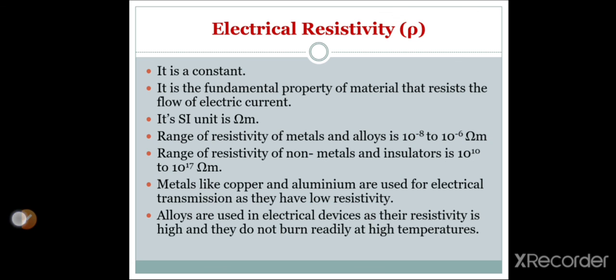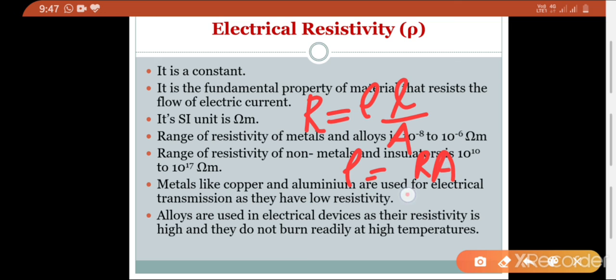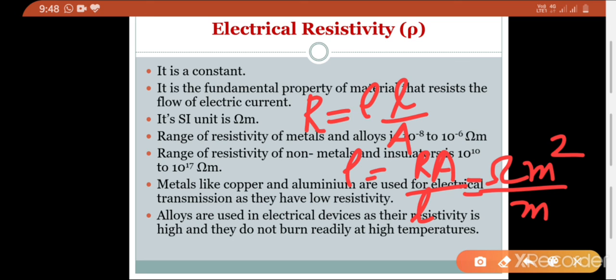So how can we derive the unit of this resistivity? We have seen in the last slide, R equals rho L upon A, or we can write rho equals RA upon L. By putting the units of all these, R is ohm, for cross section area, the unit will be meter square, and L, if we take in meter, then the unit comes out to be ohm meter. So this is the unit for resistivity.